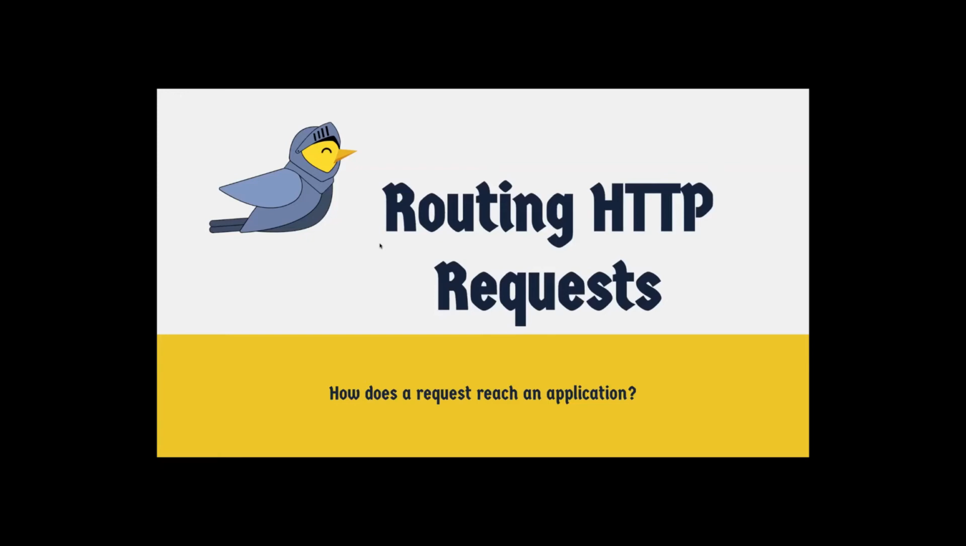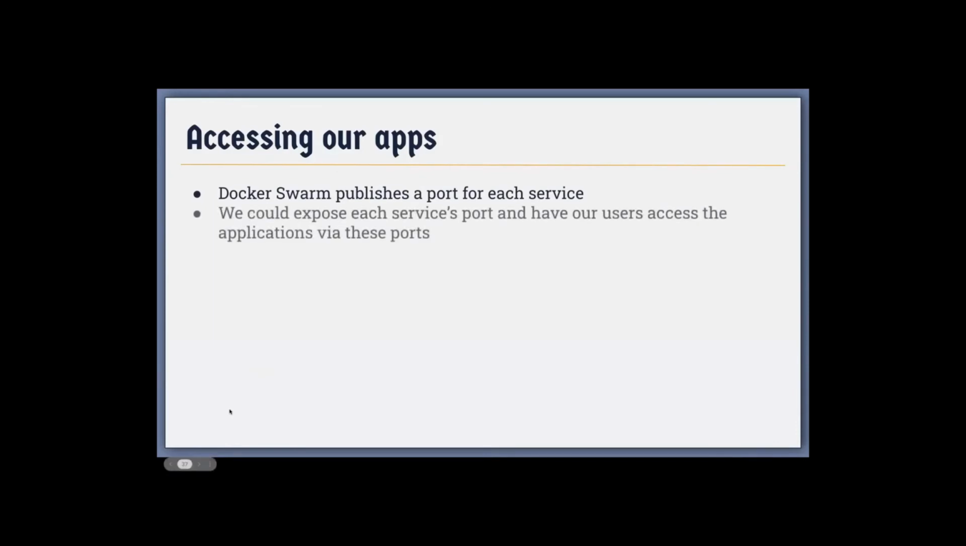So let's talk about request routing. Obviously, hosting the developers' applications is only useful if their end users have a way to access those apps. So we needed a way for a cluster to accept requests and route them to the appropriate application, and to do all of this securely. Now, Docker does publish a port for each service, so we could expose these ports and have our users access the applications via these ports.